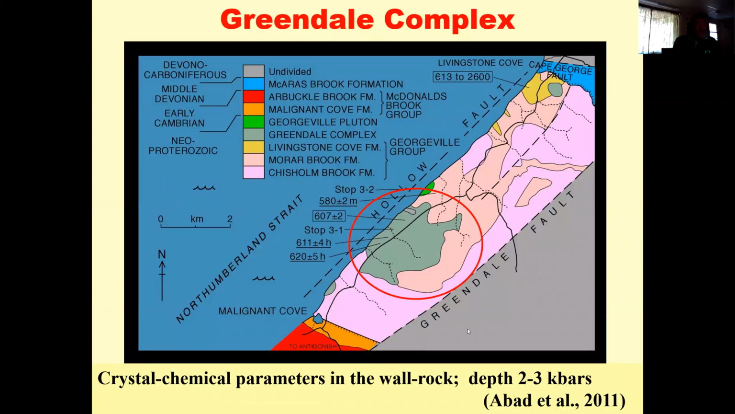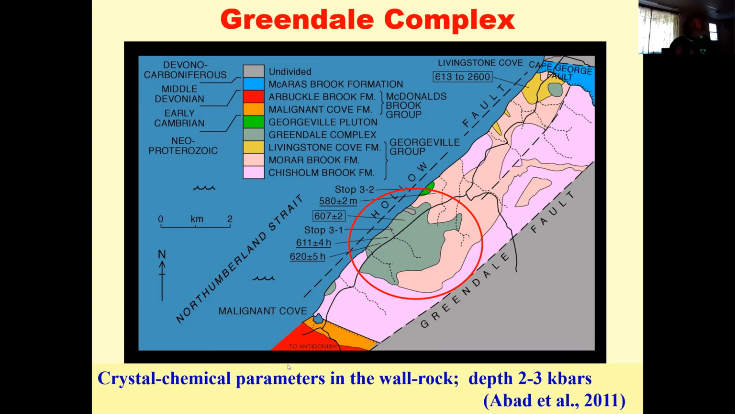Another study, just by way of giving you some context, on the wall rocks around the Greendale complex, using crystal chemical parameters in the wall rock, tells the depth at which the Greendale complex is exposed here is a depth equivalent to about 2 to 3 kilobars.